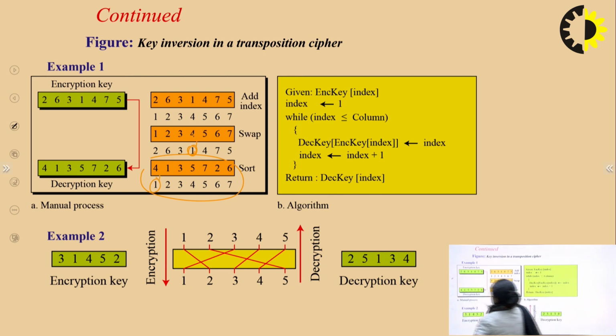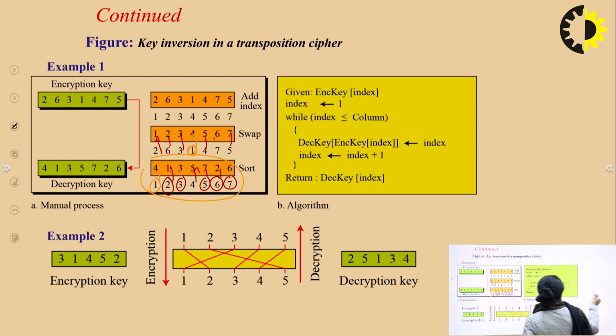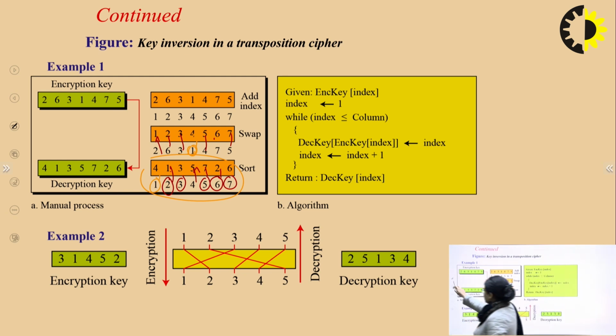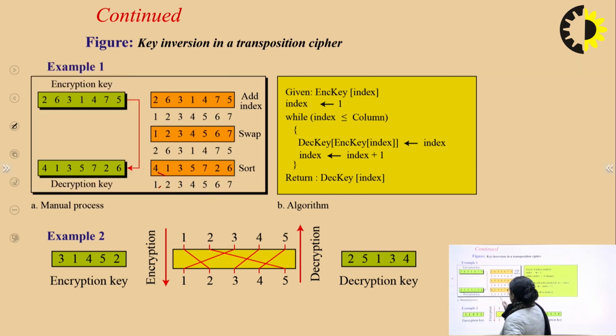Next is 2. The pair for 2 is 1. For 3, 3 is paired. For 4, 5 is paired. For 5, 7 is paired. For 6, 2 is paired. And for 7, 6 is paired. So once the sorting is done, we have found out the decryption key, which is 4135726, and this is the algorithm for doing so.